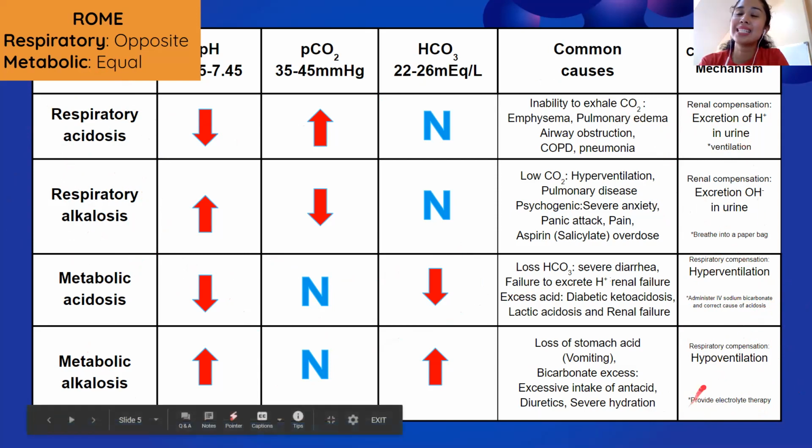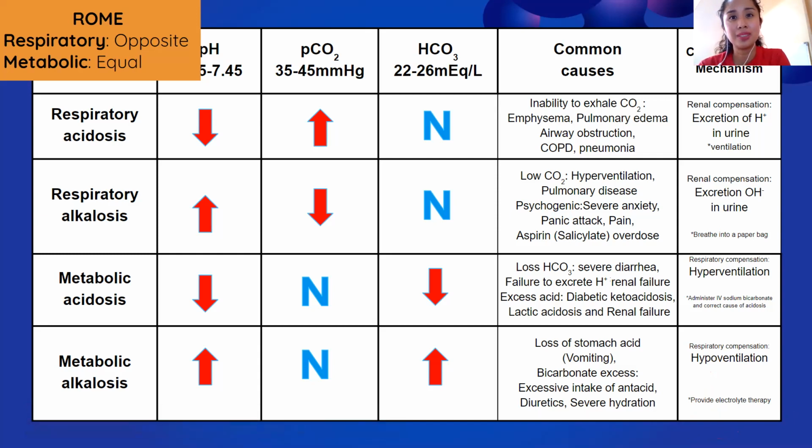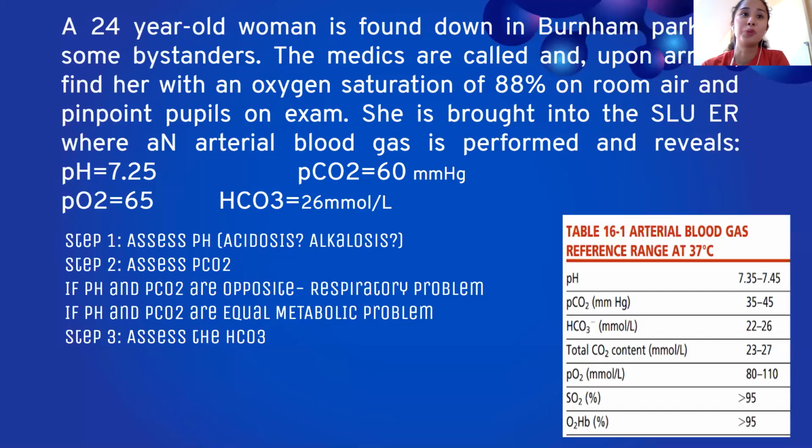Okay. And class, so kung ayaw talaga madala sa hypoventilation ng lungs, yan. So in the hospital, yan, we could provide electrolyte therapy for people who have metabolic alkalosis. Class, I hope naintindihan nyo. Yan. Kung di nyo naintindihan, rewind na lang. Okay. Rewind. So let's try, class. Let's try assessing whether a person has respiratory acidosis or alkalosis or metabolic acidosis or alkalosis.